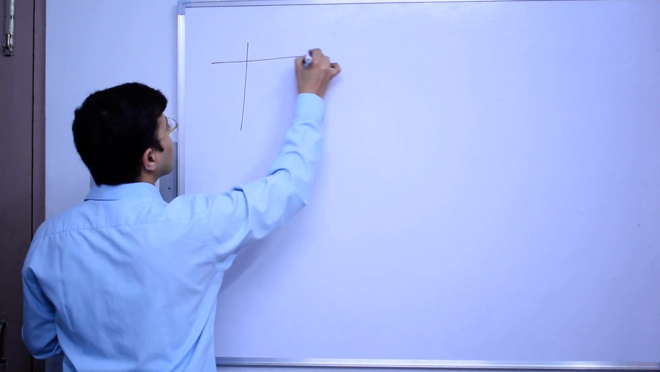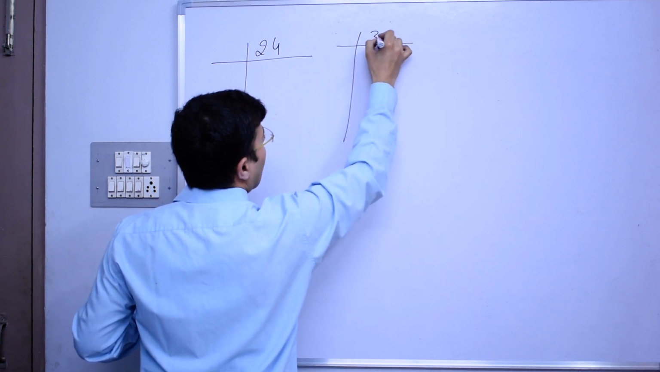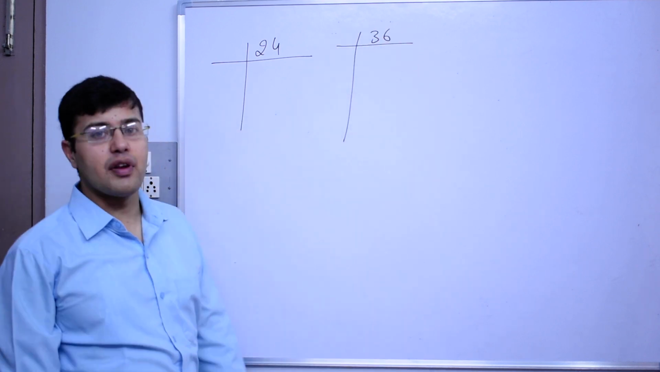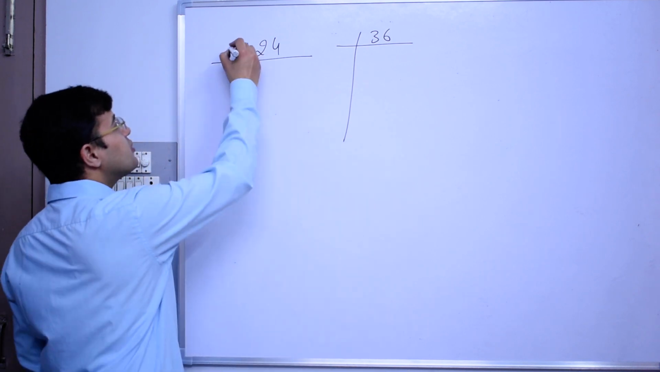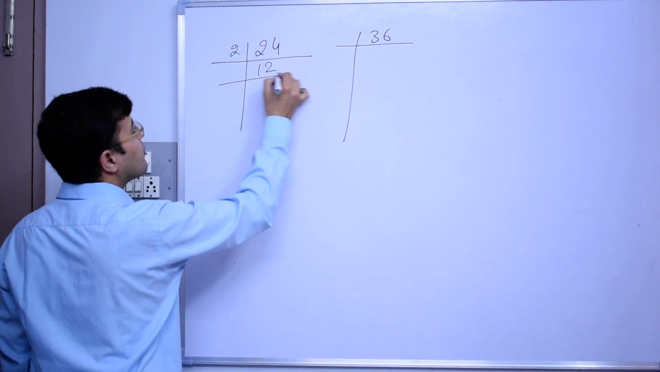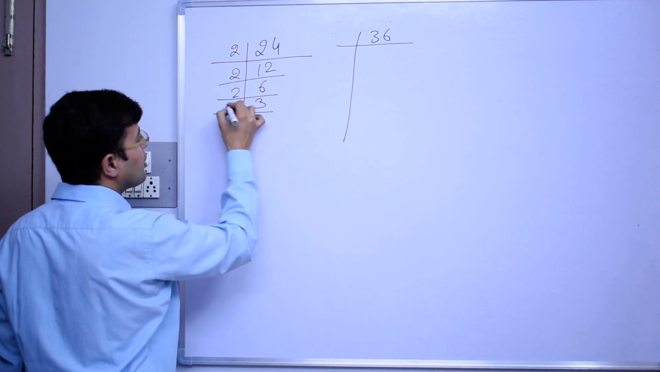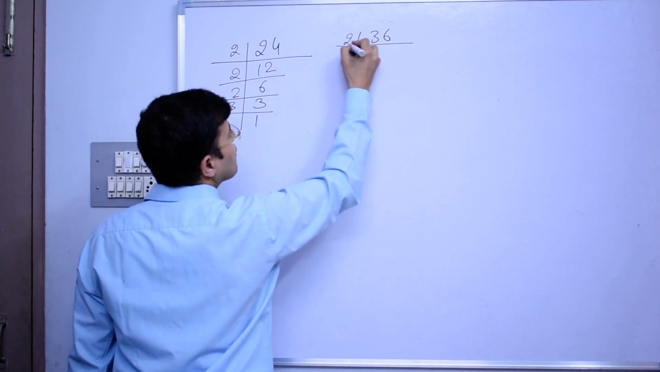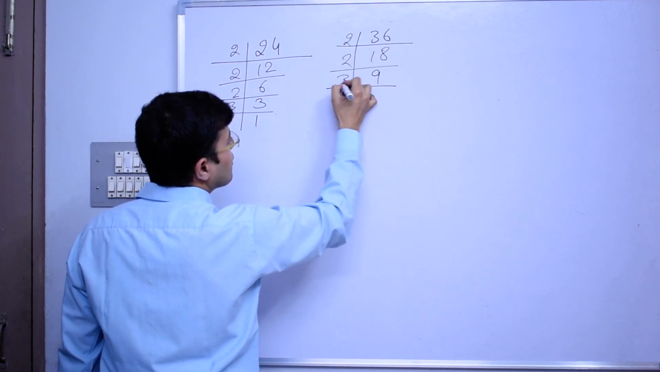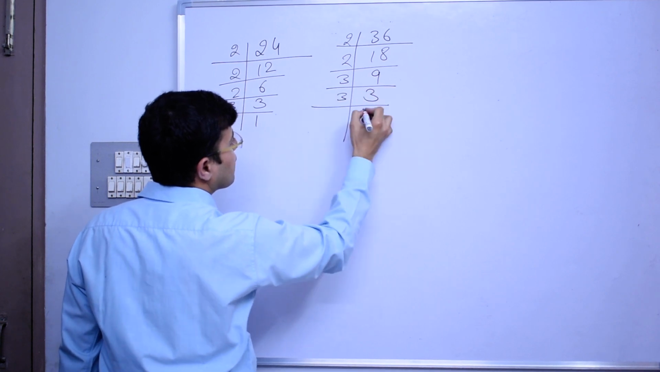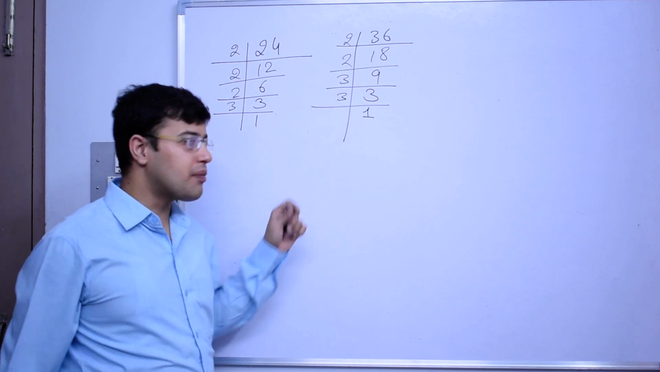The first example is we are taking numbers as 24 and 36. Right? The first step is finding the prime factorization of these two numbers. So 24: 2, 12, 2, 6, 2, 3, 3, 1. 36: 2, 18, 2, 9, 3, 3, 3, 1. So this is how we do prime factorization of the numbers.